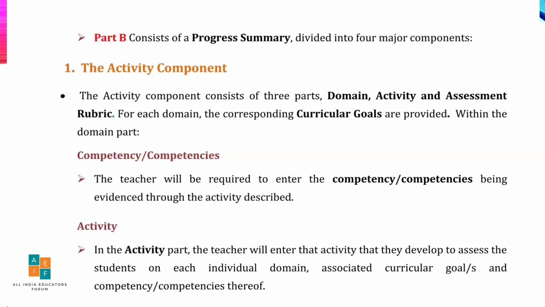Now we come to part B. Part B consists of progress summary divided into four major components. The activity component consists of three parts: domain, activity, assessment, rubric for each domain. The corresponding curricular goals are provided within the domain part. Competencies, the teacher will be required to enter the competencies being evidenced through the activity described.